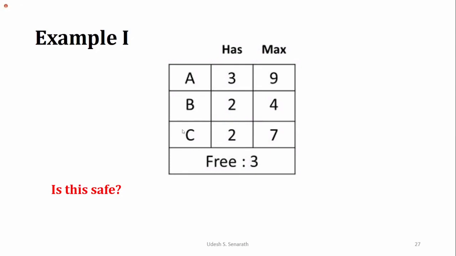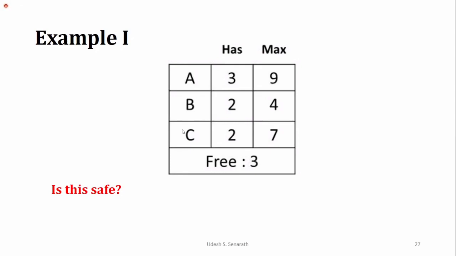Process B is currently allocated with how many? 2 resources. In order to complete it, it requested how many resources? It requested 4 resources. Simply what we can do is check the availability with the given number of free resources. How many free resources are there? 3. Already allocated how many? 2. 3 plus 2 is 5, which means yes, we can give the requested resources to process B.